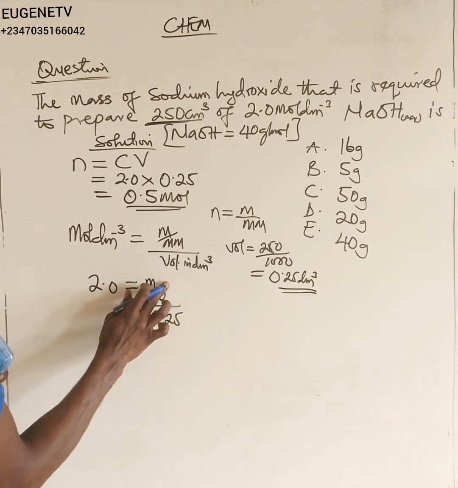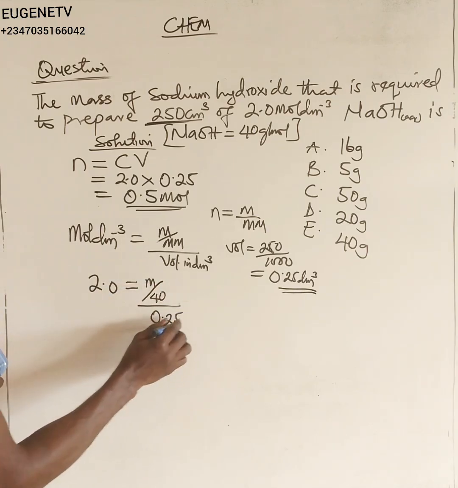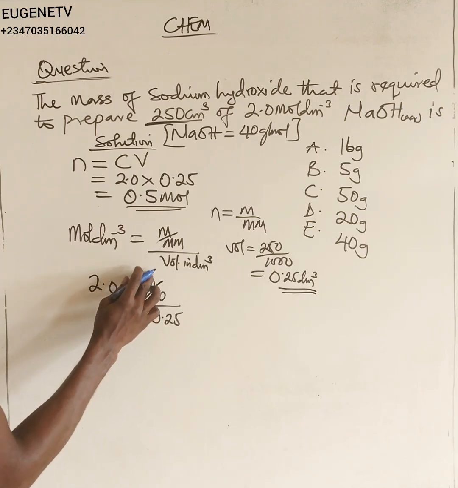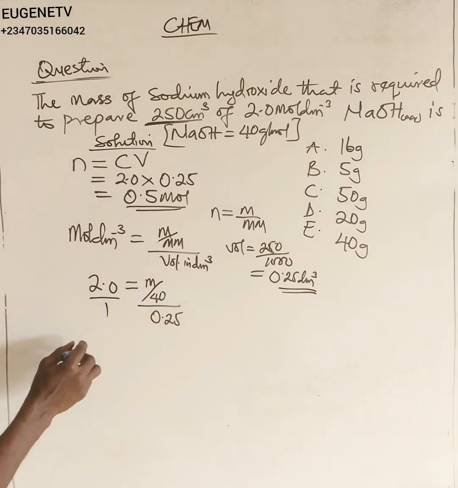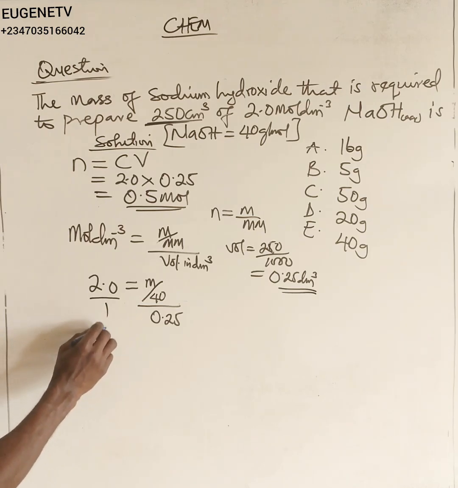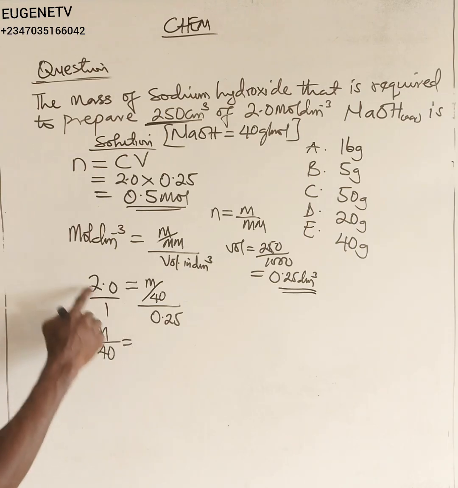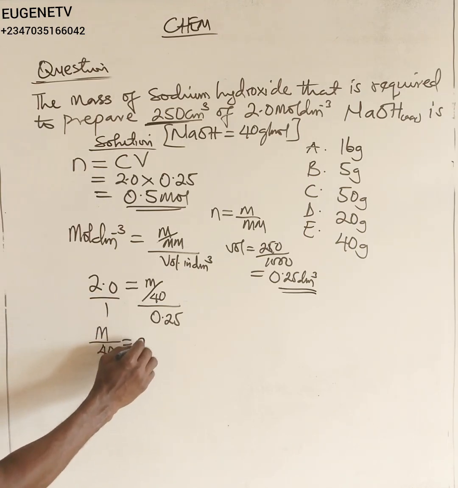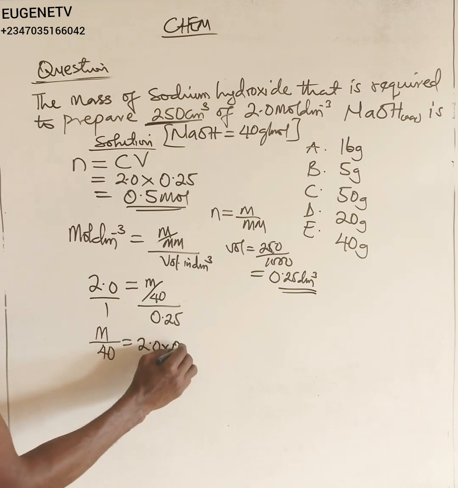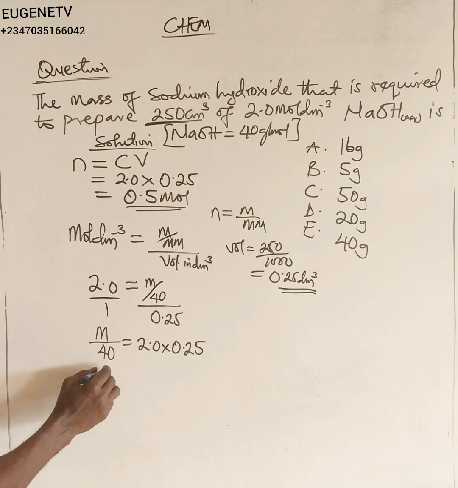Let me take that again. This is mass all over molar mass divided by volume in dm³. Let us evaluate. This is the same thing as saying mass all over molar mass, and make this one a fraction, divided times 1. So we are going to have the same thing: mass, which we don't know, all over molar mass is equal to 2.0 times 0.25 dm³.